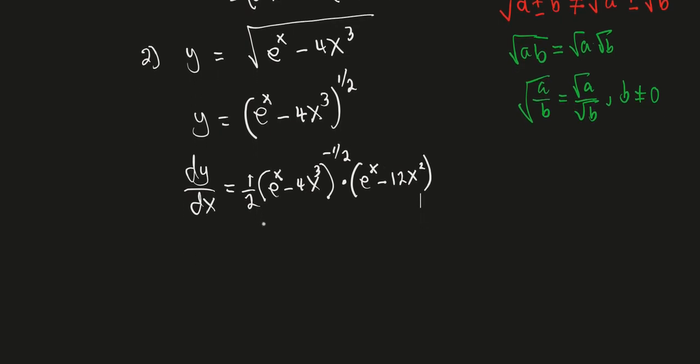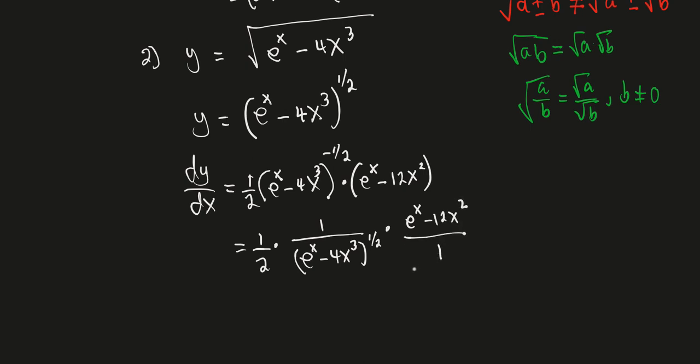Now, if we want to rewrite this so it has positive exponents, and then eventually rewrite it as a square root, it's going to look like this. I have that fraction as my coefficient, and then when I take the reciprocal, I'll have the e to the x minus 4x cubed, and that's all now to the positive 1/2. And then for the other factor that I have in the parentheses here, it's e to the x minus 12x squared, and I'll put that all over 1, right?